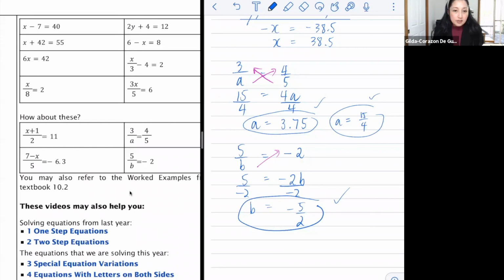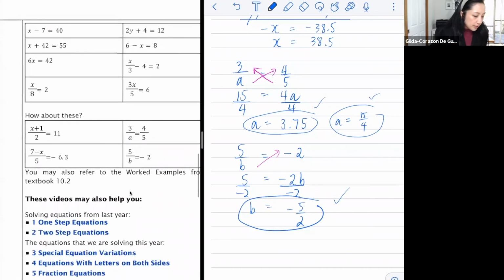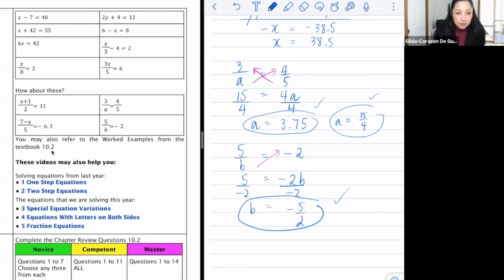All right, so these are the actual worked examples from your textbook. And we're looking at chapter 10 now, so it's 10.2 of the exercise.